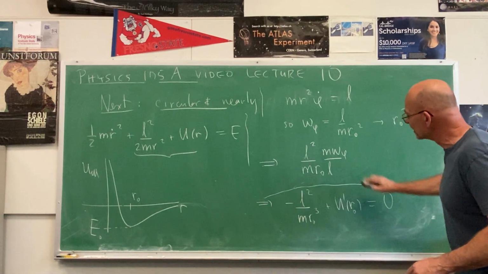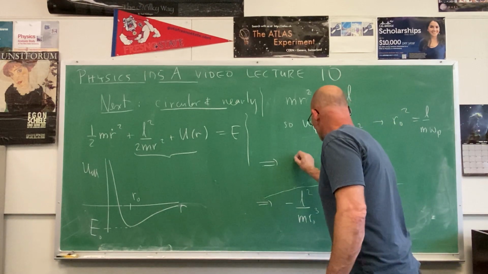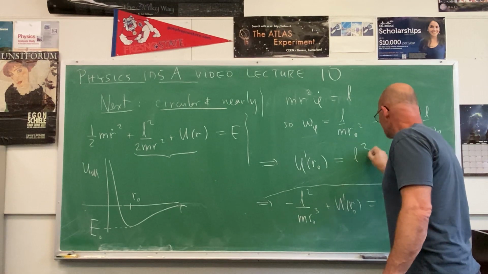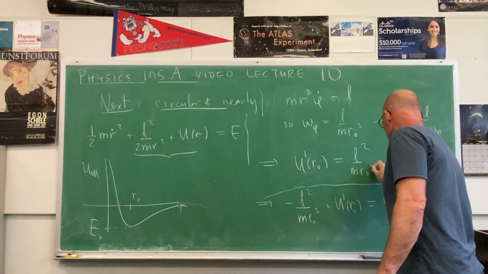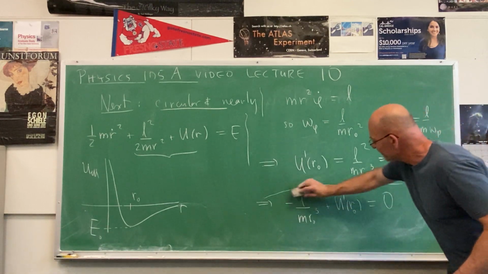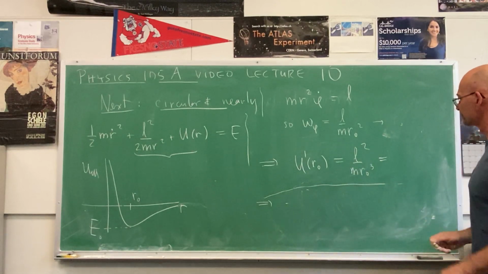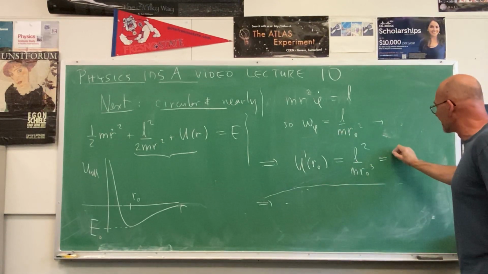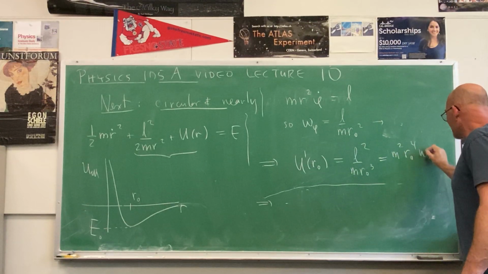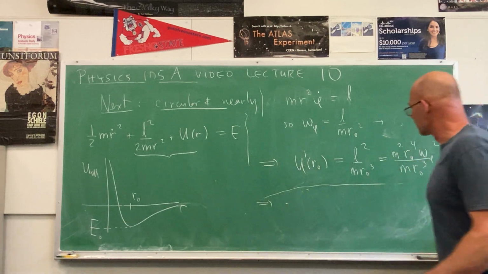Actually, let's do this a little bit different. Let's do it this way. U prime of R0 is equal to L squared over R naught cubed, and we'll just work straight off of this thing here. Okay, we'll put the L squared in there. So then we have m squared R naught to the fourth omega sub phi squared over m R naught cubed. That's what we're looking for.